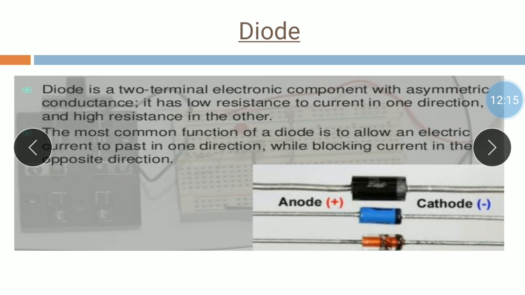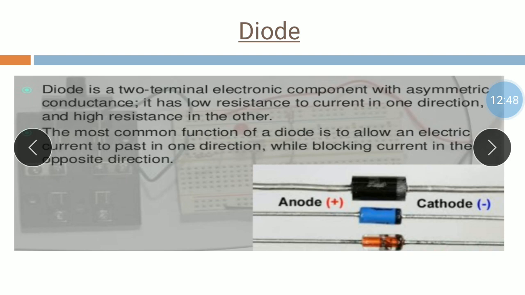Now what is a diode? A diode is a two terminal electric component with asymmetric conductance. It has a low resistance to current in one direction and a high resistance in the other. The most common function of a diode is to allow an electric current to pass in one direction while blocking the current in the opposite direction.